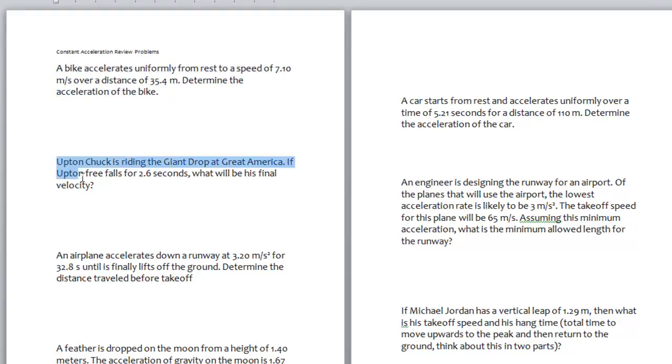Let me go ahead and copy that. So here we go, number 2. We have Upton Chuck riding the giant drop at Great America. If Upton free falls for 2.6 seconds, what will be his final velocity? So in this case, something is free falling. We know that in free fall, we're always dealing with constant acceleration, and that's at 9.8 meters per second squared.